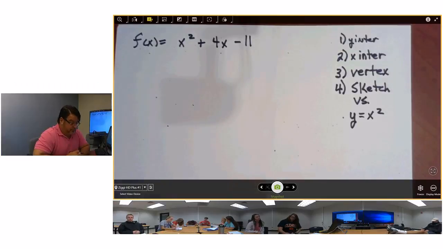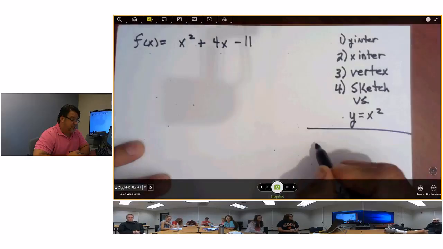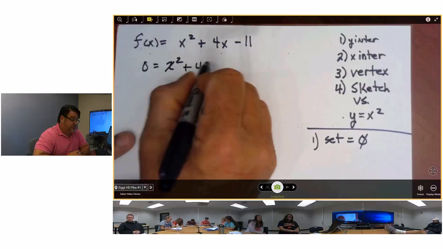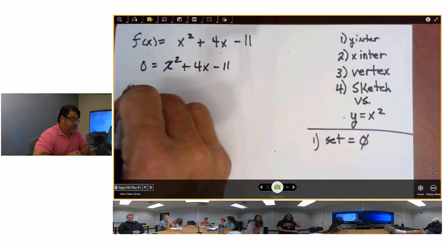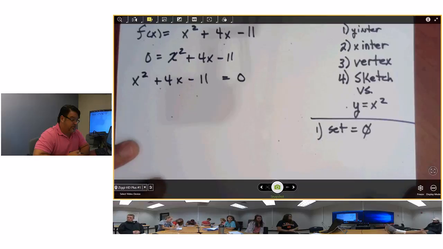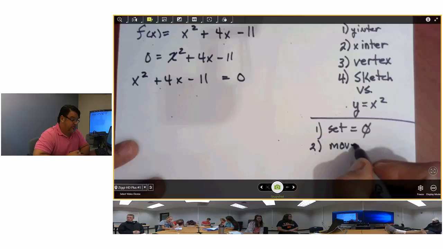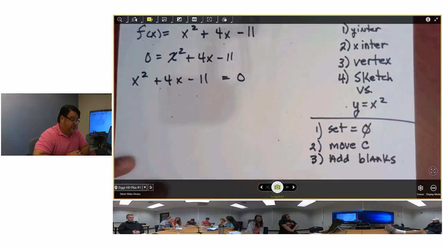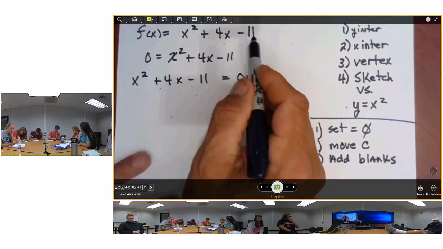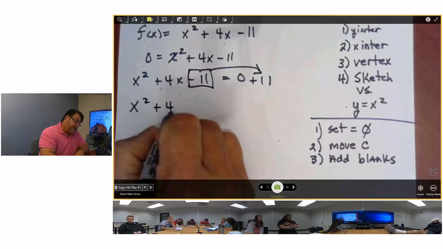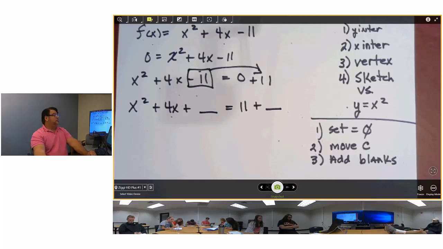So, what's the first thing you do? Well, you set equal to 0. So 0 is equal to x squared plus 4x minus 11. Now I'm going to rewrite it like this: x squared plus 4x minus 11 is equal to 0. After you set equal to 0, move C and add blanks. Which one is C? Negative 11, so you're going to move it to the right, where it becomes a positive 11. So x squared plus 4x plus blank is equal to 11 plus blank. There's my blanks.